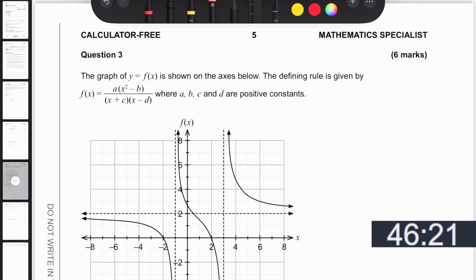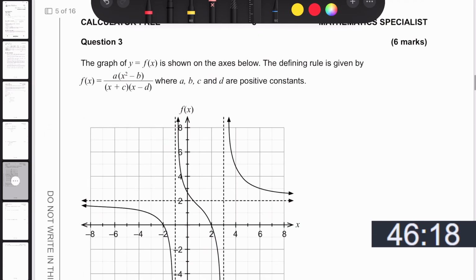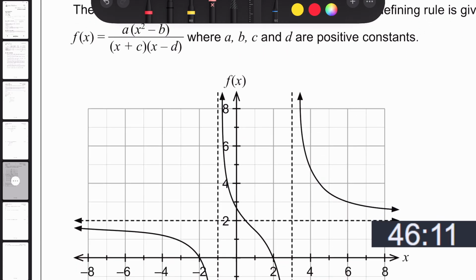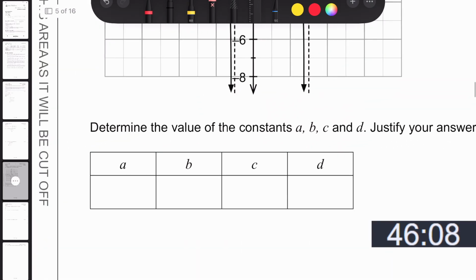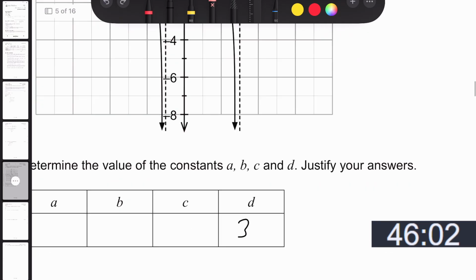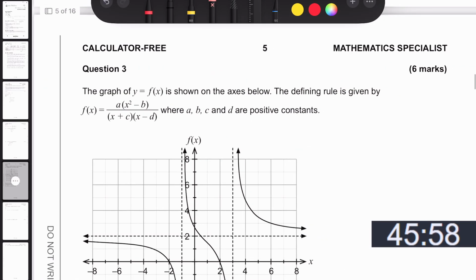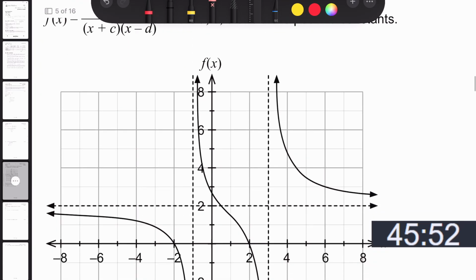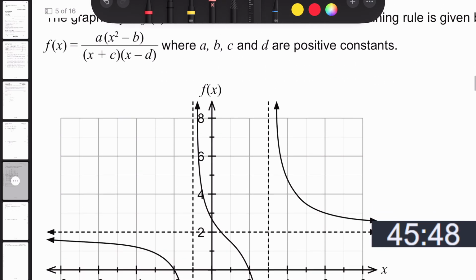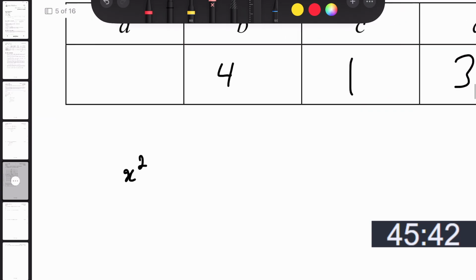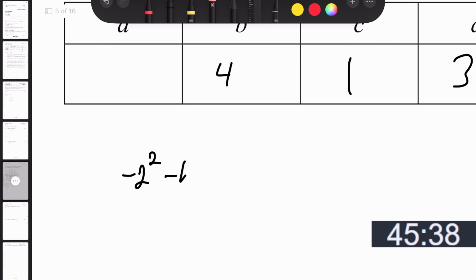The graph of that, the defining rule is that. Determine all of these. Okay. So our vertical asymptotes are at c and d. So let's say d is 3. D can be 3. And then c will just be 1 because it's plus. Alright. And then x squared minus b will be at 0 points. X squared minus b, so negative 2 and 2. So b is 4. Equals x squared. So 2 squared minus b is 0. Yep.